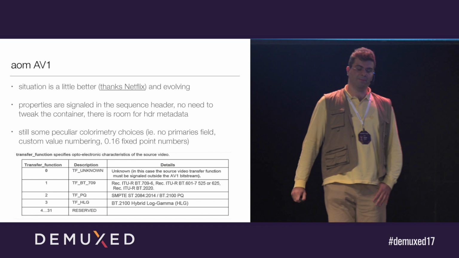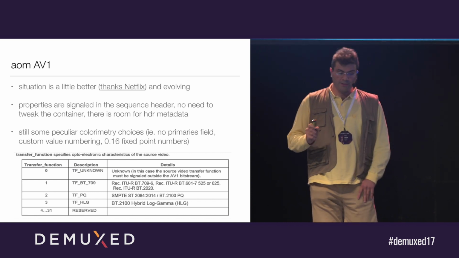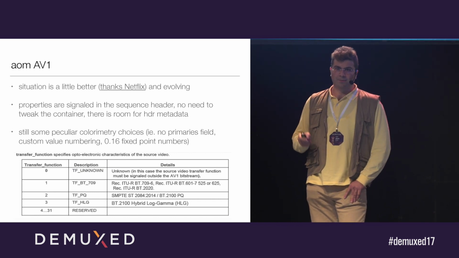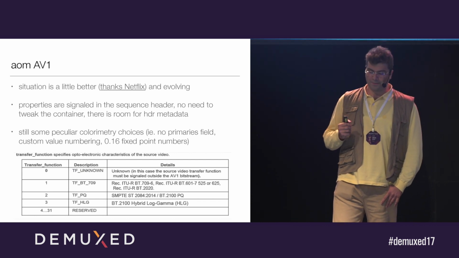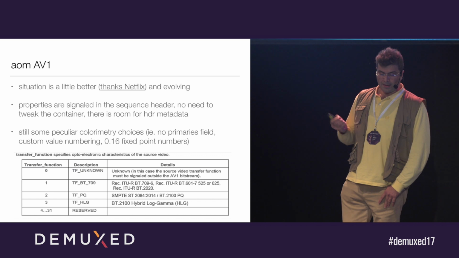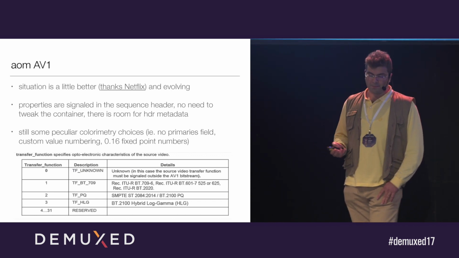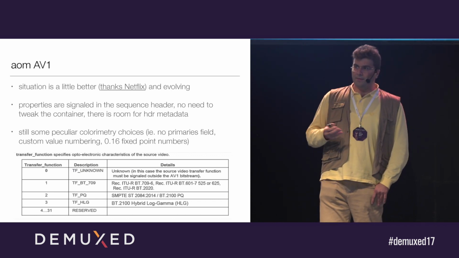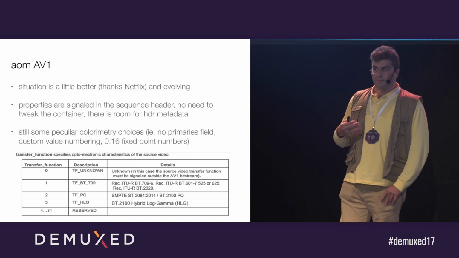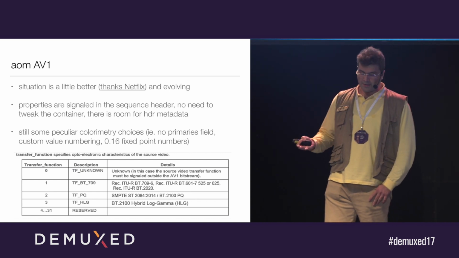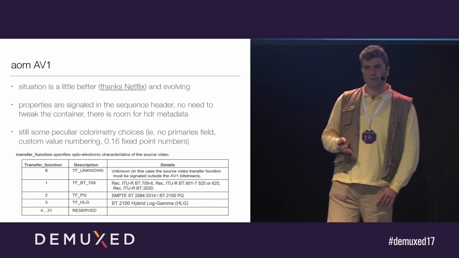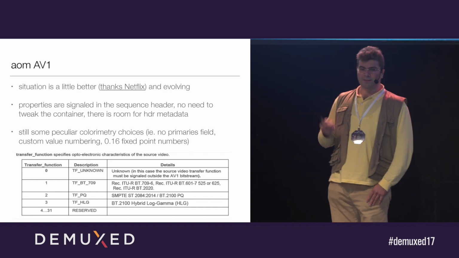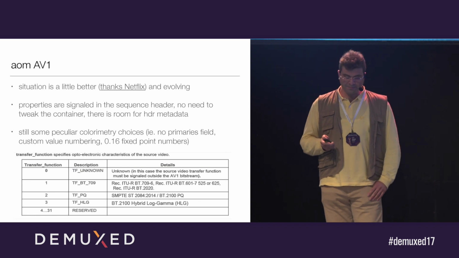But the situation is much better in AV1. Thanks to an extra proposal, we have more space in color space, and we have a new variable that allows us to do HDR and additional transfer functions. It's going to be released with 10-bit immediately from the start. There are some minor peculiar colorimetry choices that hopefully will be fixed before the standard is ready.